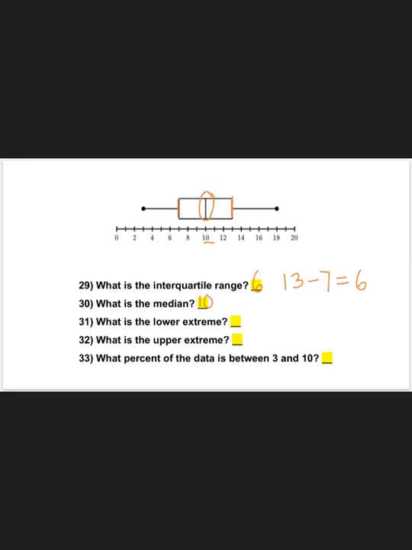What is the lower extreme? Remember, lower extreme, extremely low, that's your smallest number. Our smallest number is 3. Upper extreme is our maximum or our highest number at 18. And then 33 says, what percent of the data is between 3 and 10? So remember, each of these is 25%. So between 3 and 7, there's 25%. And then between 7 and 10, there's another 25%. So 25 plus 25 makes up 50% of our data.